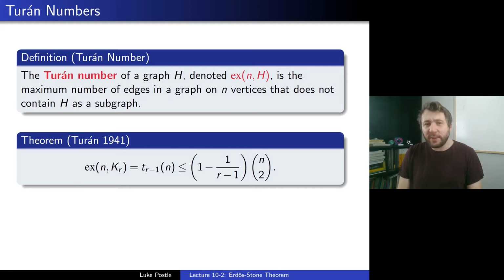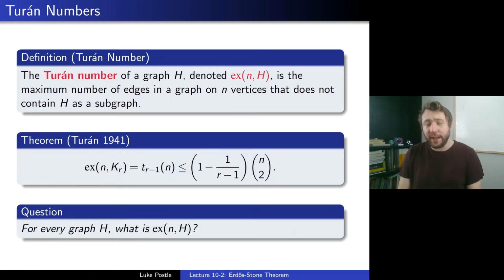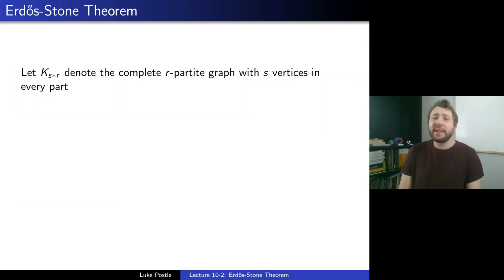But a question that we asked then, that we left off answering, is: for every graph H, what is the Turan number of H? What is ex(n, H)? And that's what we'll answer in part today. To do that, we will need the Erdos-Stone Theorem.